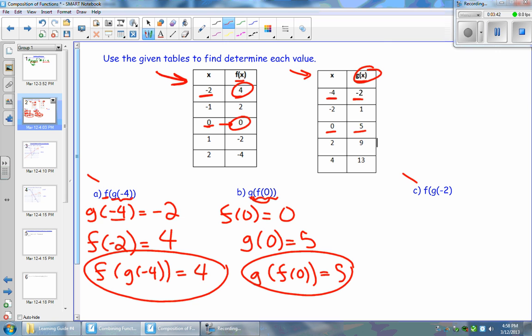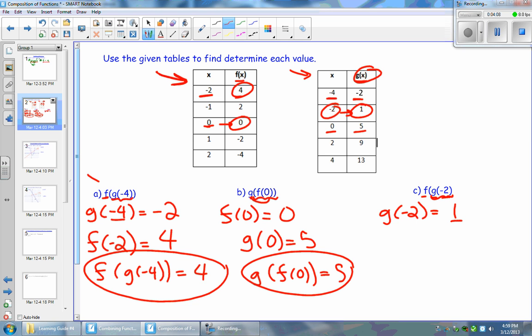We have one more question here. We're going to evaluate f of g of -2. Once again, you're going to evaluate the inside function first, so g of -2. Using your table of values, you can see that when x is equal to -2 in the g function, we get a corresponding y value of +1.